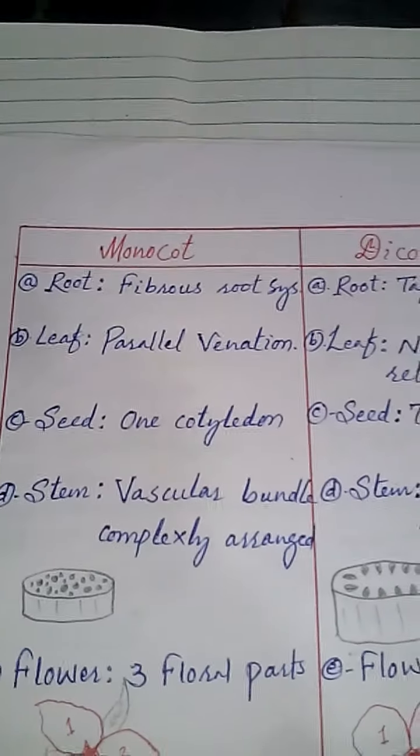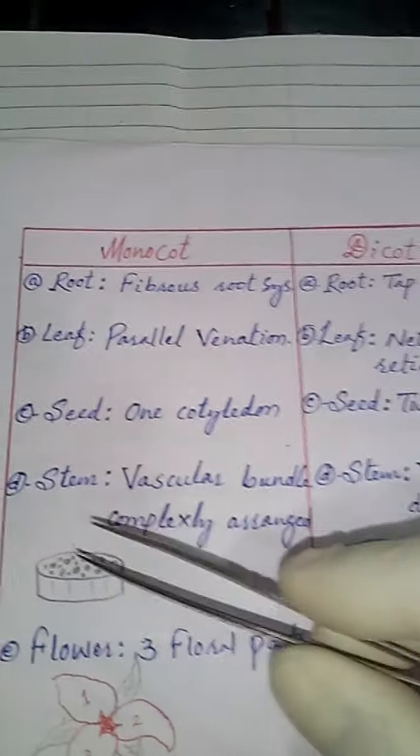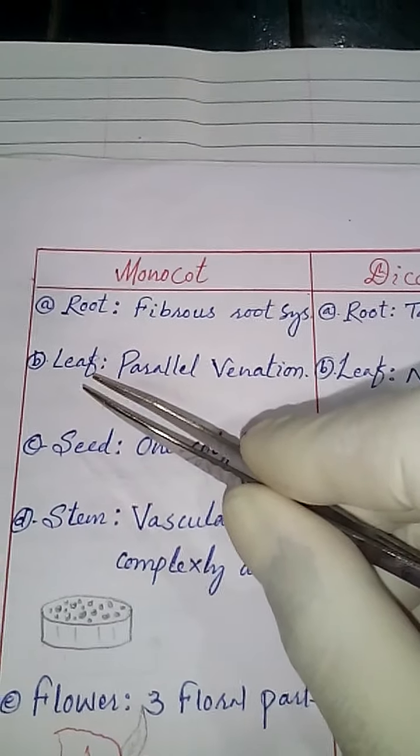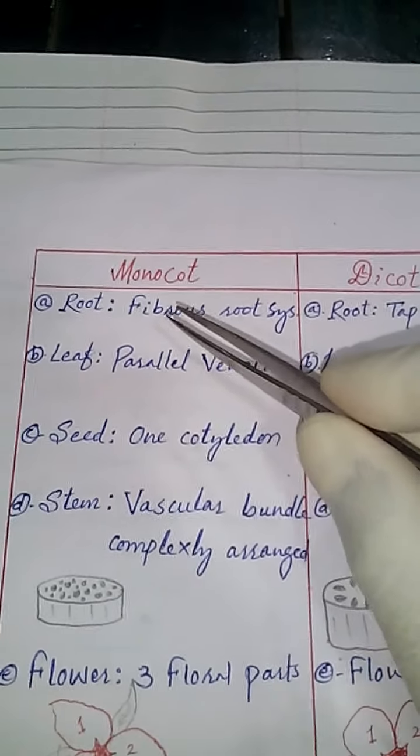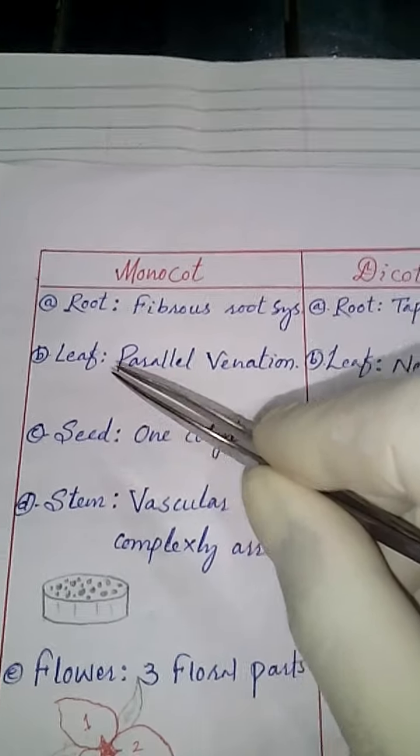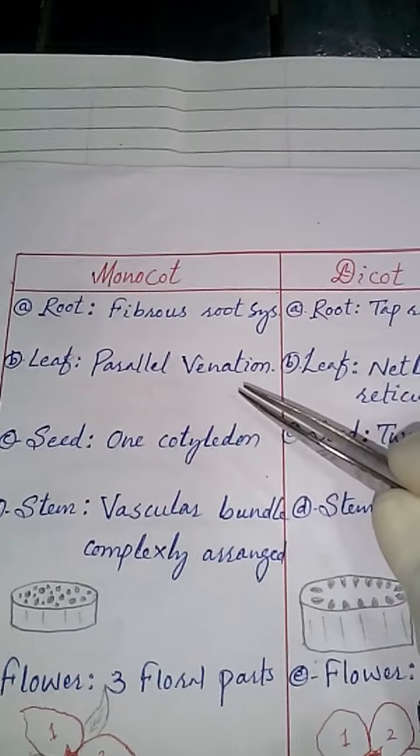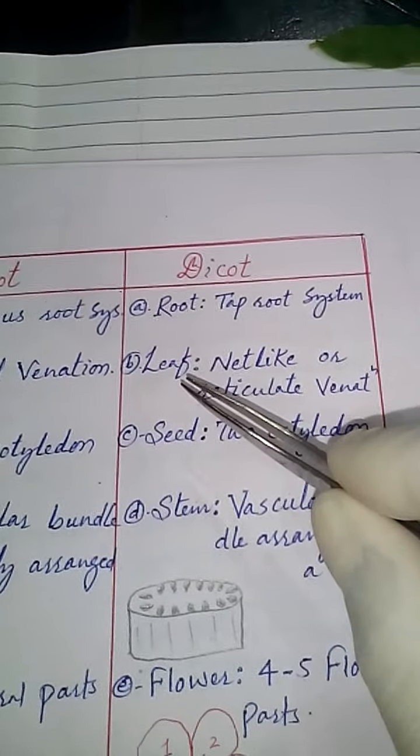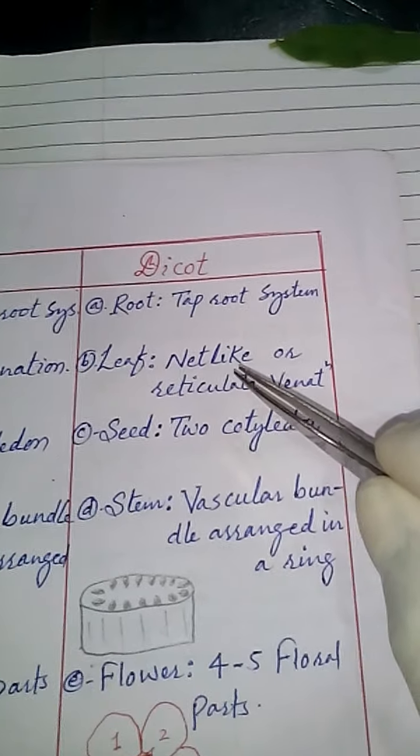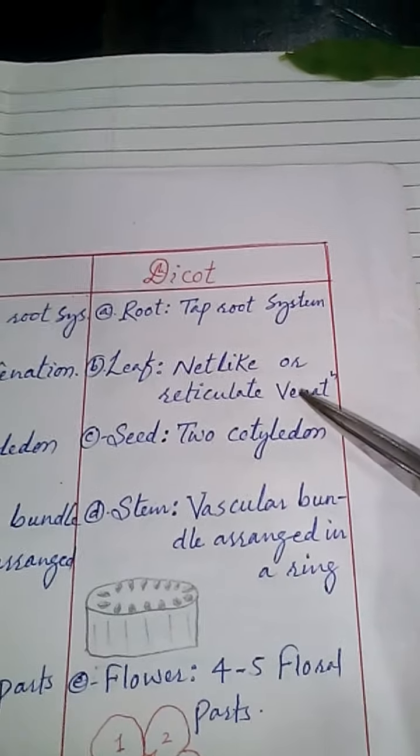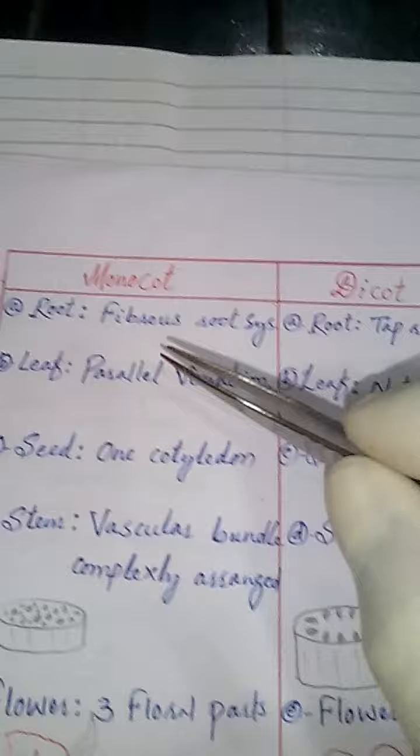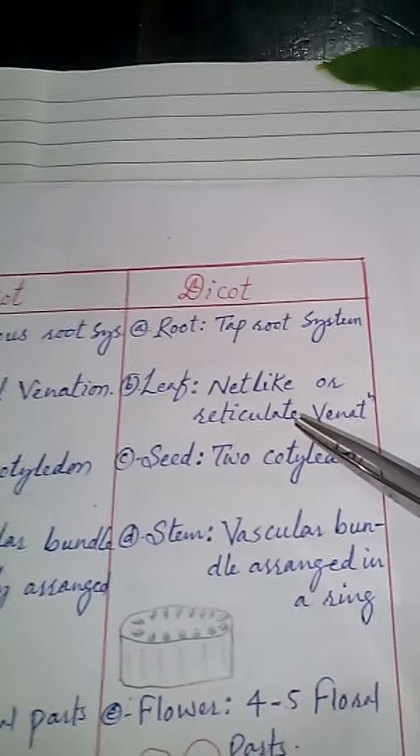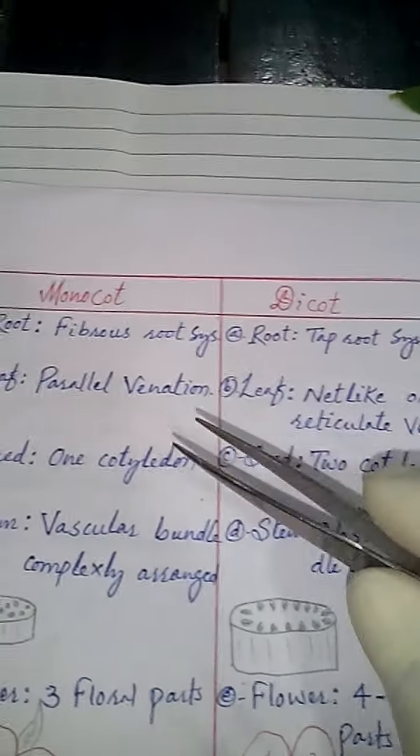Now the second point of the monocotyledons and the dicotyledons, the second point regarding the leaf. The leaf of the monocotyledonous plant shows the parallel type of venation, while the leaf of the dicotyledonous plant shows the net-like or reticulate type of venation. What is this parallel venation and the net-like or reticulate type of venation in these two plants?